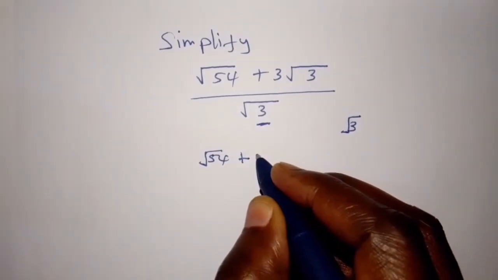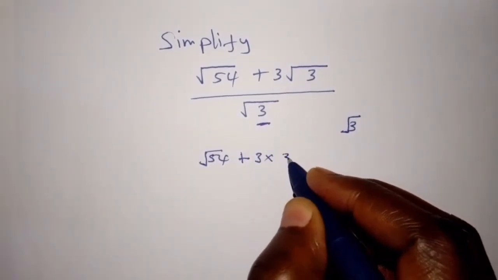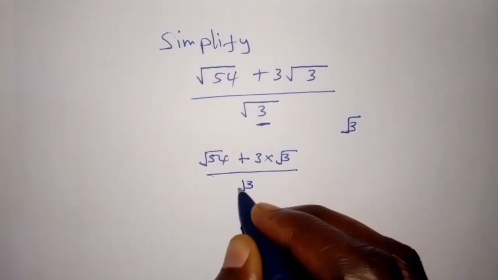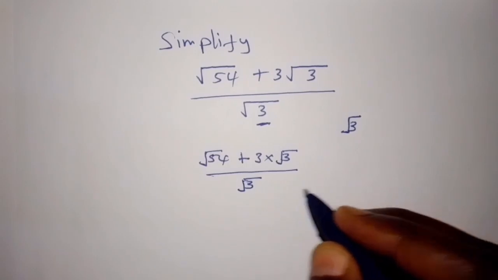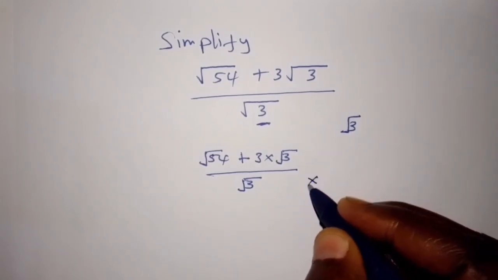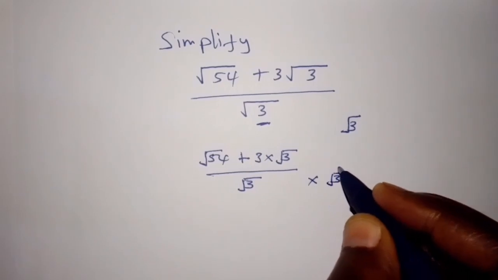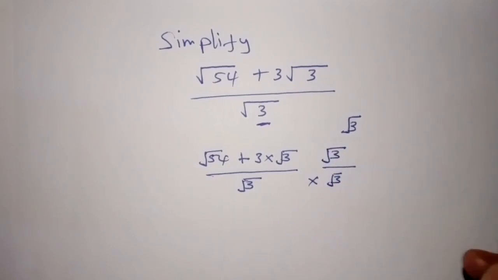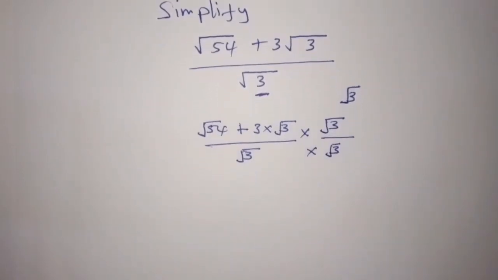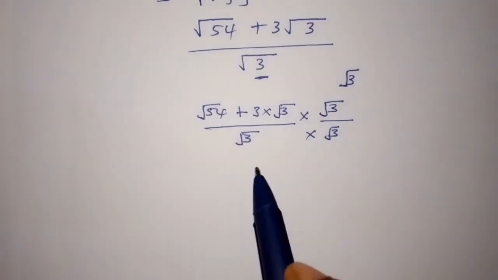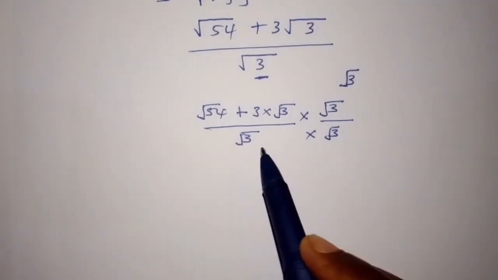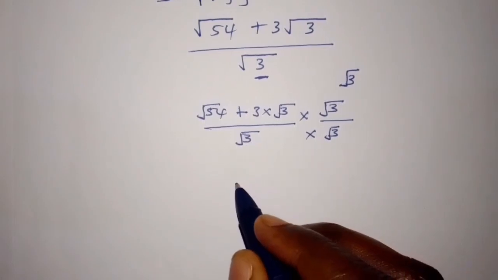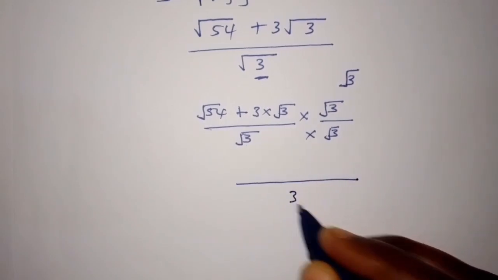plus 3 times square root of 3 over square root of 3. So we multiply the denominator by square root of 3 and the numerator by square root of 3. So when we multiply the denominator by square root of 3, that is square root of 3 times square root of 3, we end up with a 3.